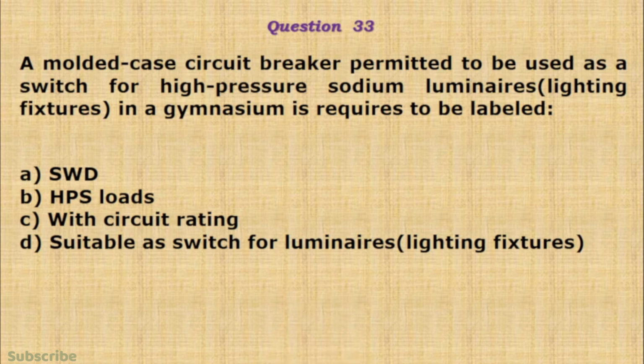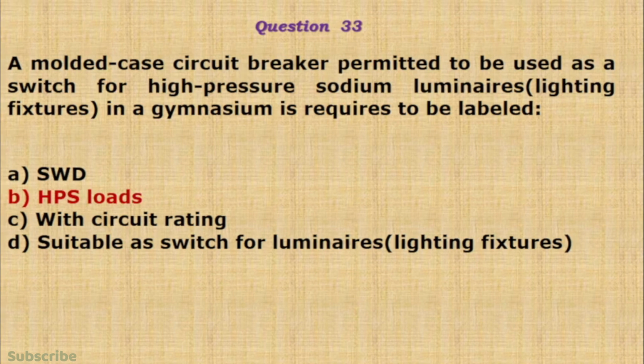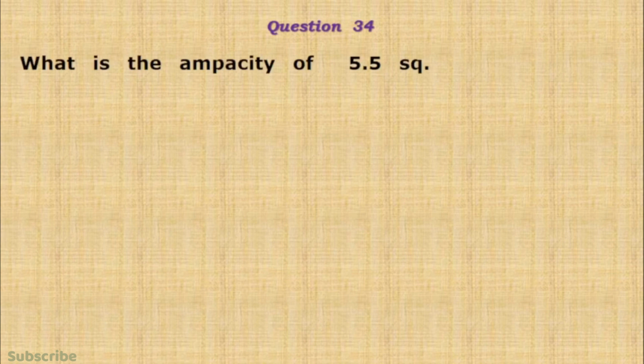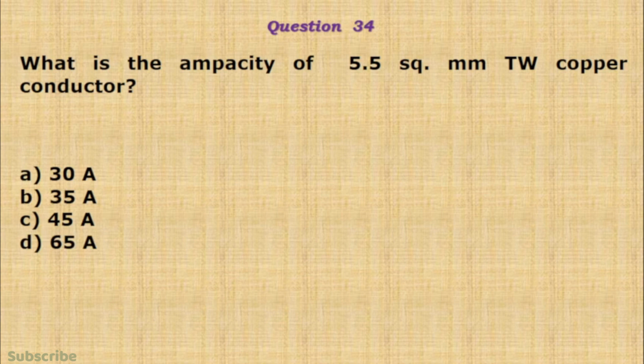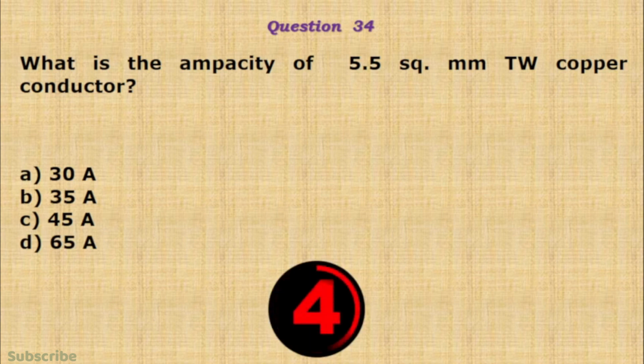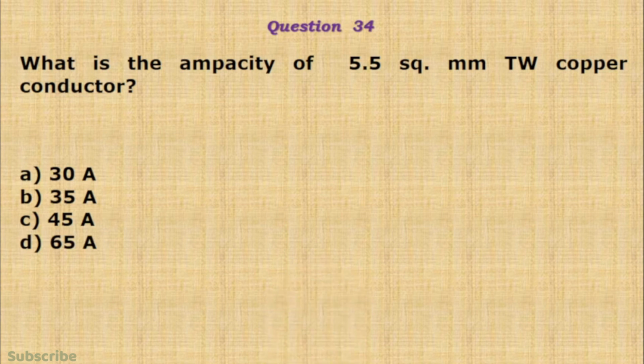The correct answer is letter B, HPS loads. Question number 34. What is the ampacity of 5.5 square millimeter TW copper conductor? A. 30 amperes. B. 35 amperes. C. 45 amperes. D. 65 amperes. The correct answer is letter A, 30 amperes.